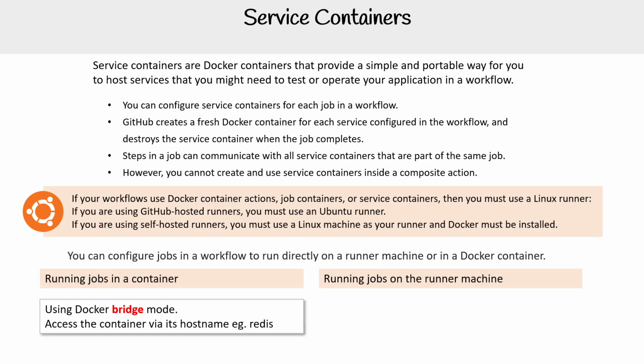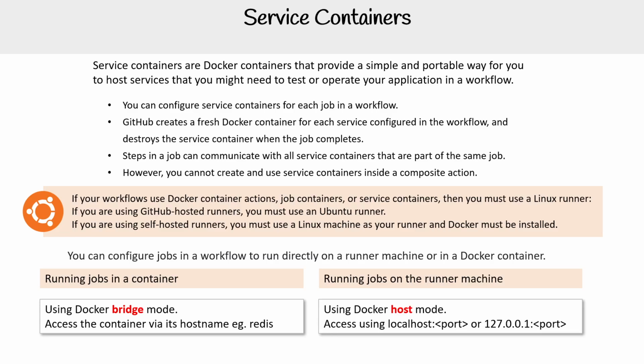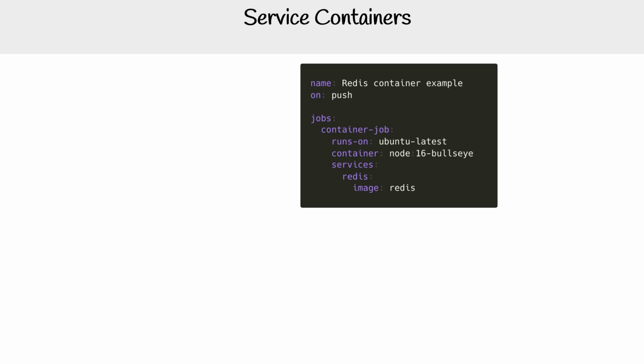So if you're running jobs in a container, using Docker with bridge mode is what you'll end up utilizing. If it's on a runner, it'll be host mode. They'll never ask you this on the exam, but it's just practical knowledge. Understand if it's in host mode, you'll have to map the ports.